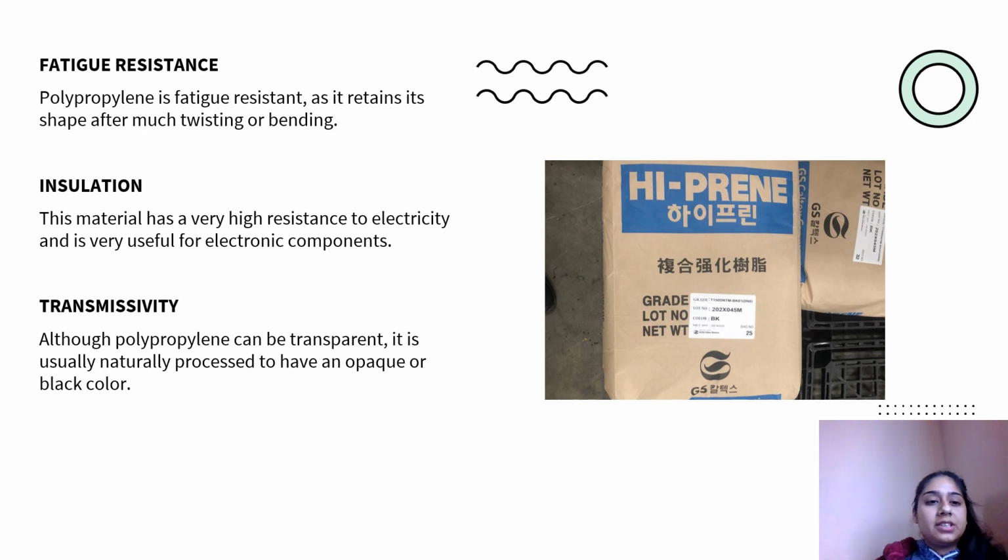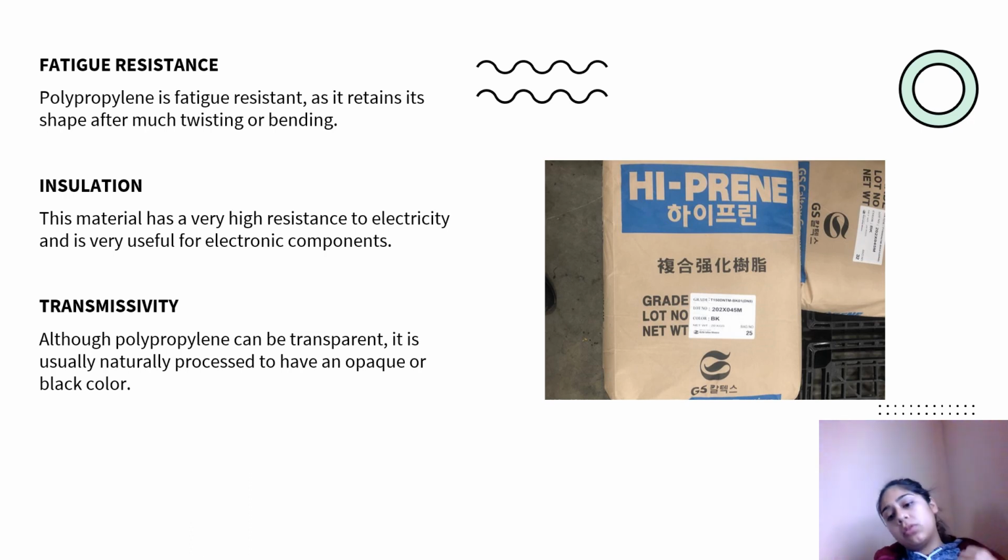Then fatigue resistance. Polypropylene is fatigue resistant, as it retains its shape after much testing and bending. As insulation, this material has a very high resistance to electricity and is very useful for electric components. And finally, the transmissivity. Although polypropylene can be transparent, it usually is naturally opaque or black in color.